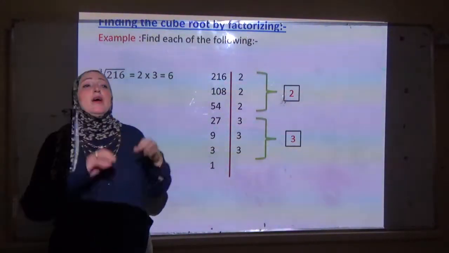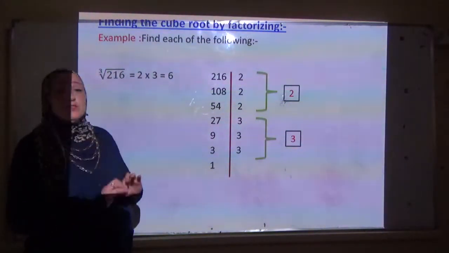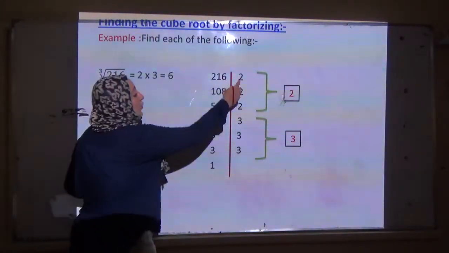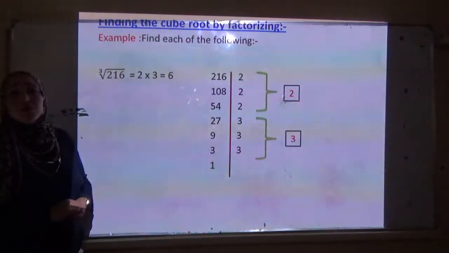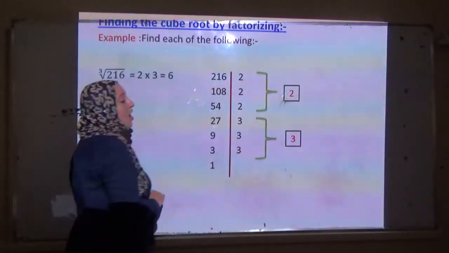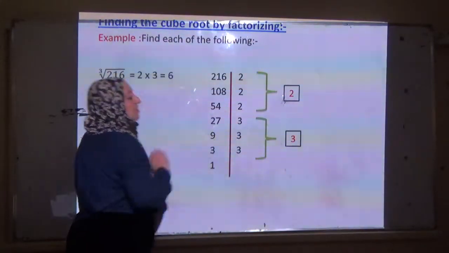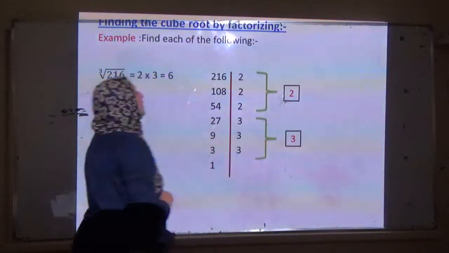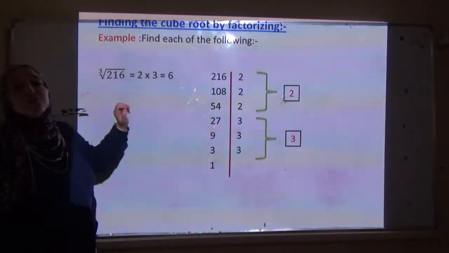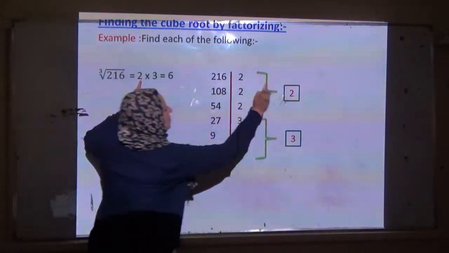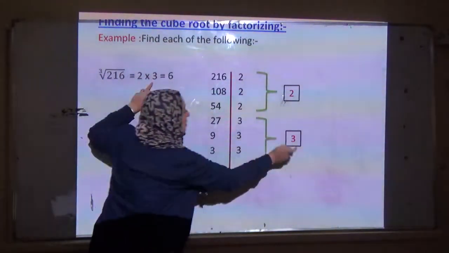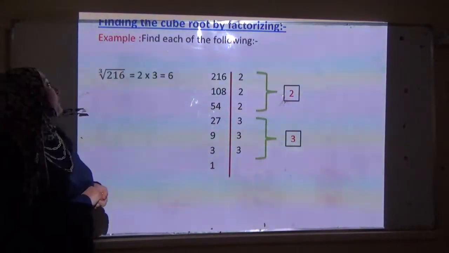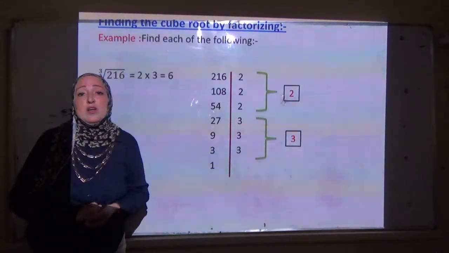Now, for each factor repeated 3 times, take it 1 time. I have 3 times of 2, I take 1, which is 2. I have 3 times of 3, I take 1, which is 3. 2 and 3. Then the cube root of 216 equals 2 times 3 equals 6. Then the cube root of 216 equals 6.